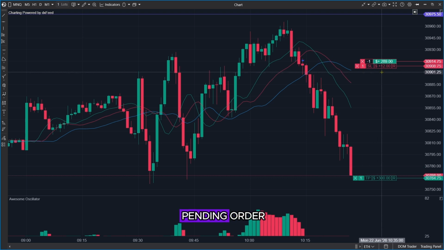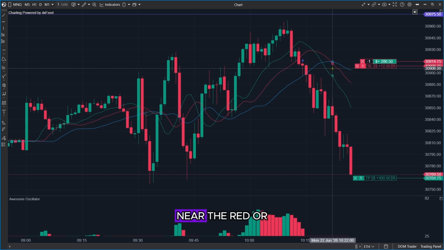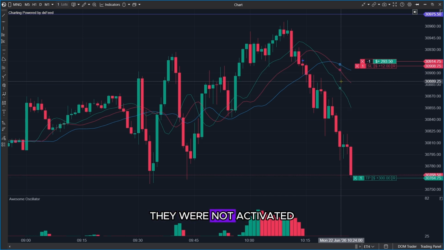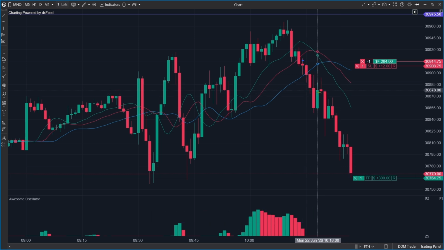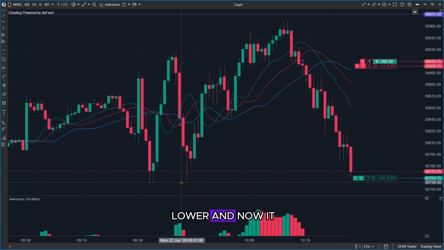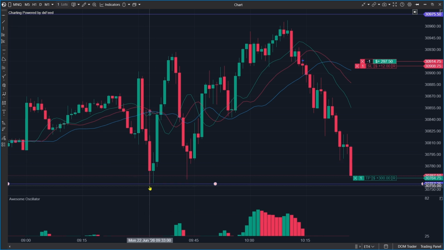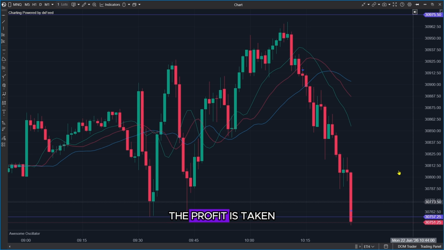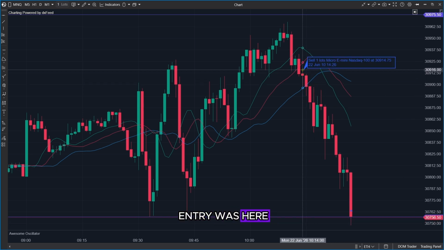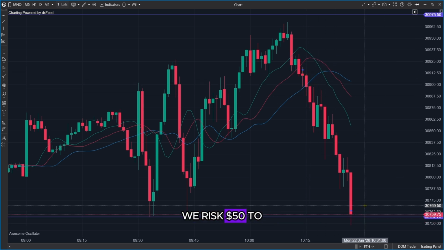I left one pending order near the red or green line, but they were not activated. The market was very bearish and it started ripping lower, and now it is very near these lows. The profit is taken. Entry was here. We risked $50 to get $300. That's 600% return of the stop loss.